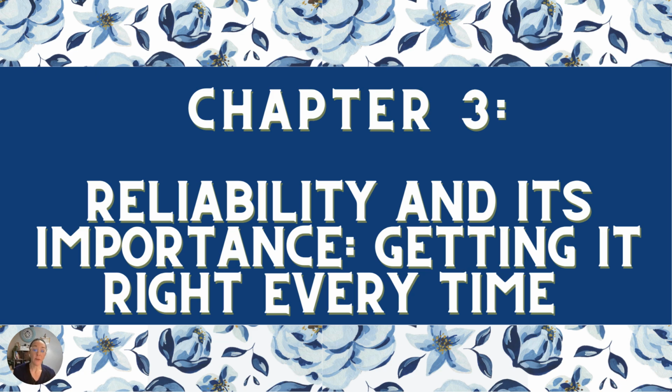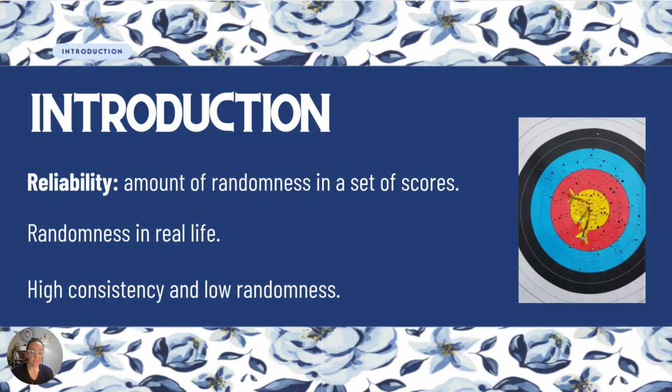Because if a score bounces around randomly, then we have a problem. As counselors, researchers, and clinicians, we make decisions based on scores. If those scores aren't consistent, our decisions become much harder to trust. So, diving in, let's start with this definition of reliability. Reliability refers to how much randomness there is in a bunch of scores. Reliability is really just about consistency and randomness. The more randomness we have, the less reliable a measure becomes.